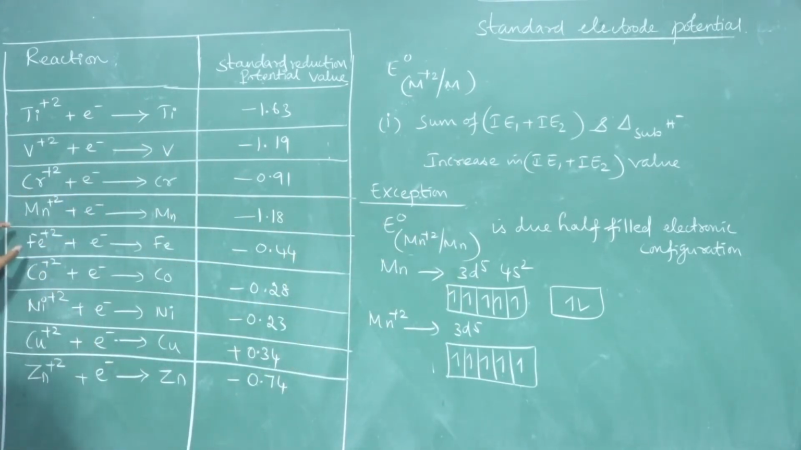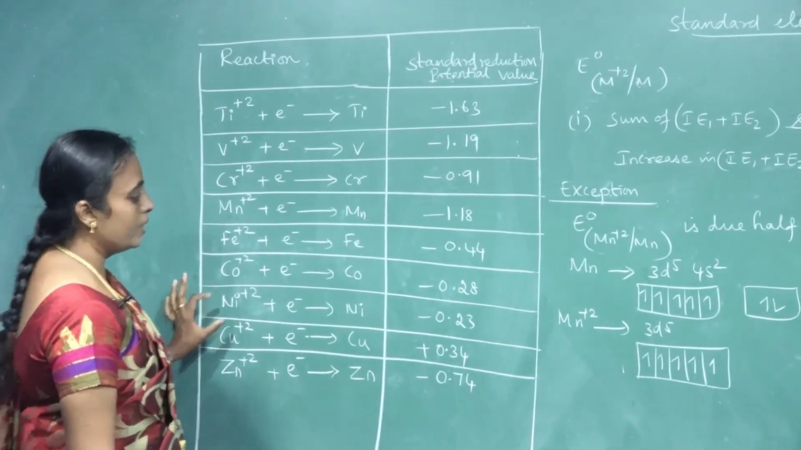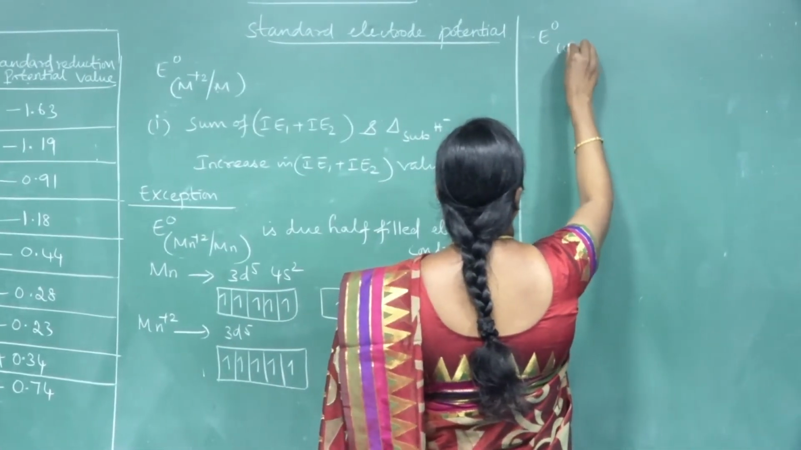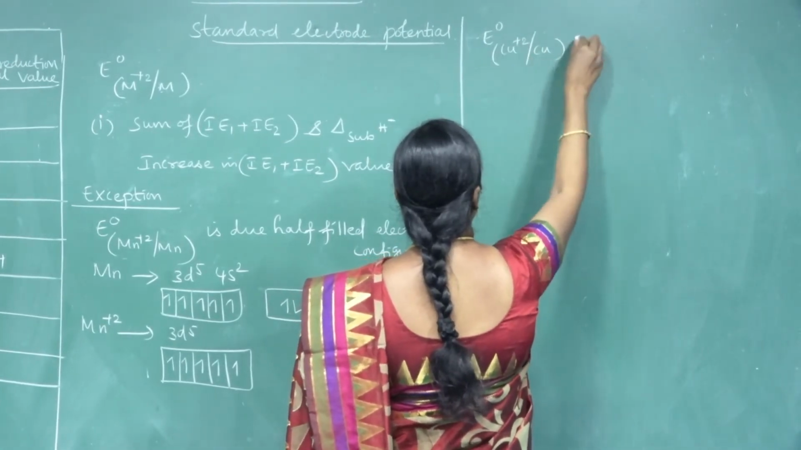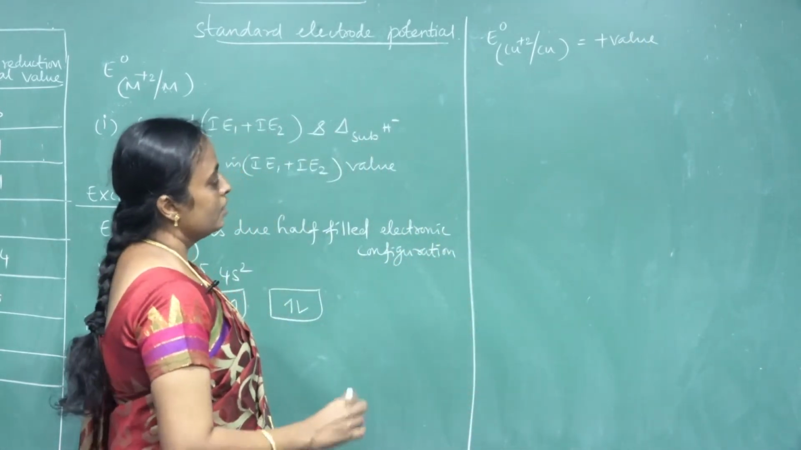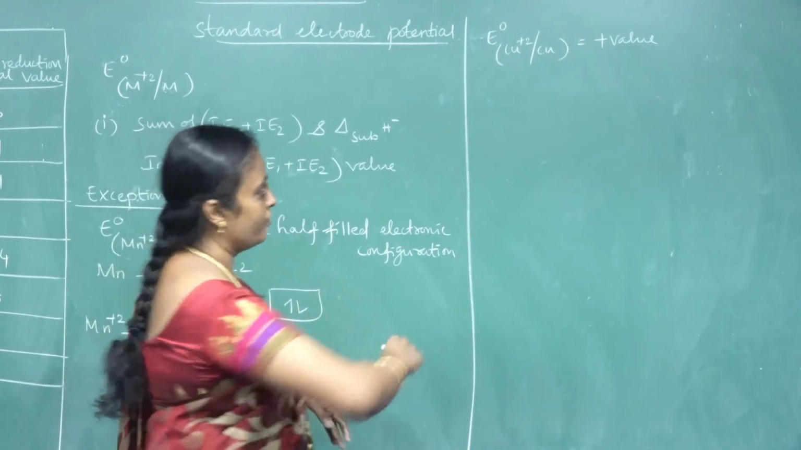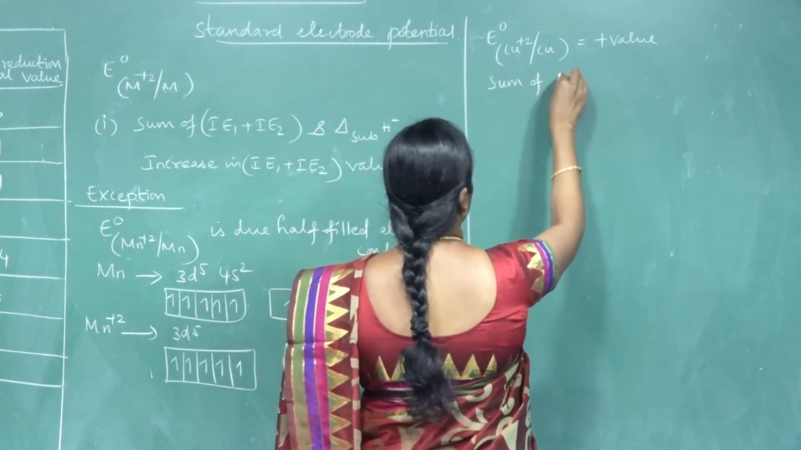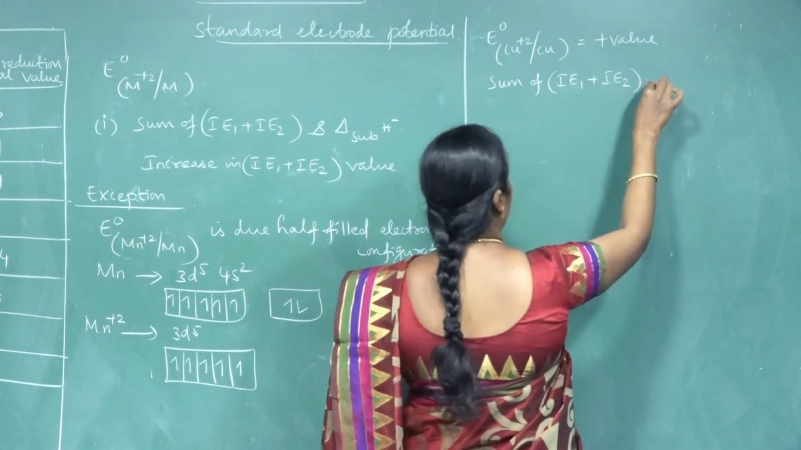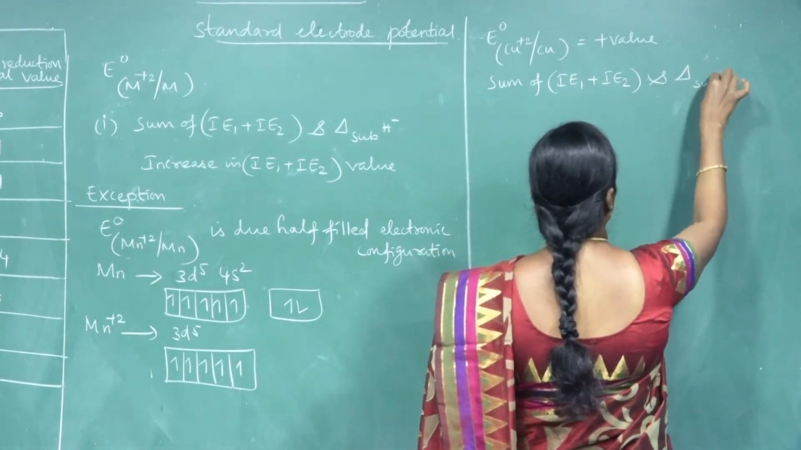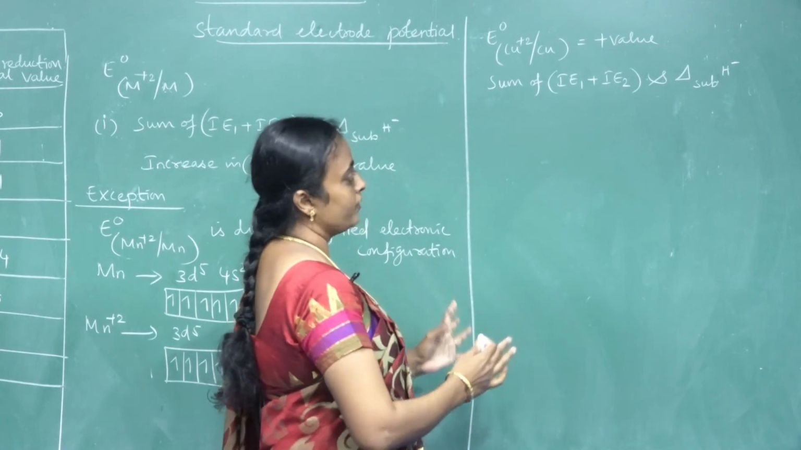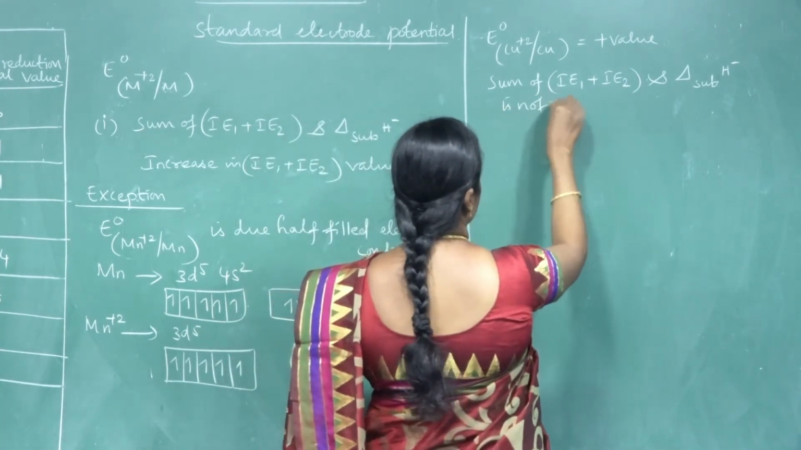Next, if I am taking copper, the copper is getting a positive value. That is, if I am taking the E0 value of Cu2+ to Cu, you are getting a positive value. What is the reason for getting a positive value? If I take the sum of first ionization energy and second ionization energy, and usually we add the enthalpy of sublimation, the sum of those values is not counterbalanced.